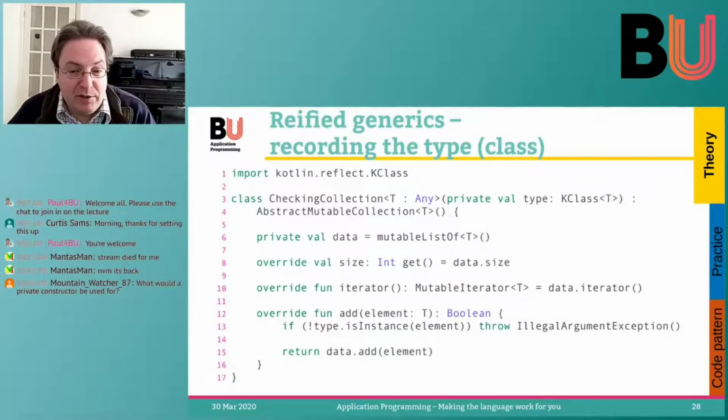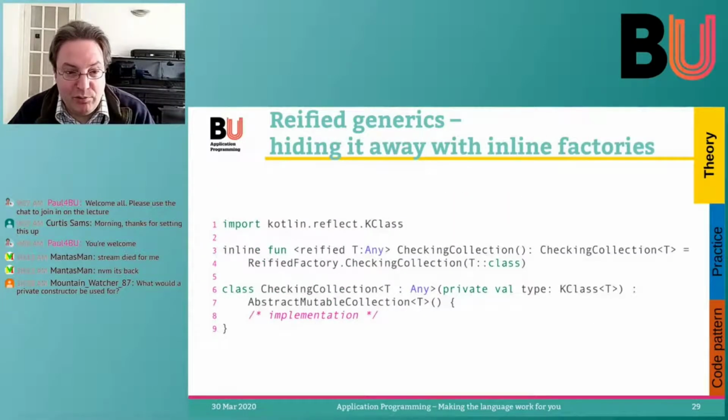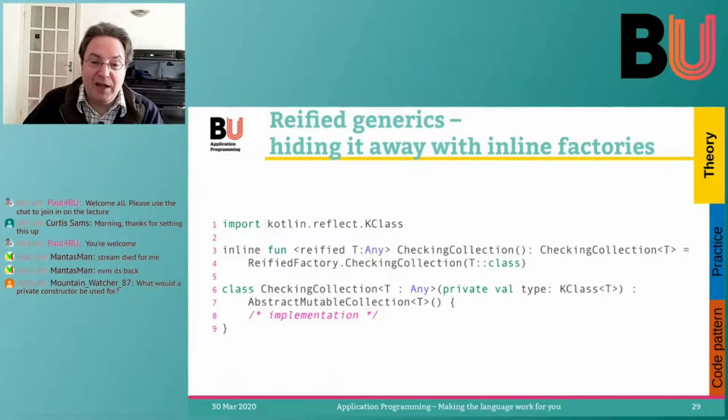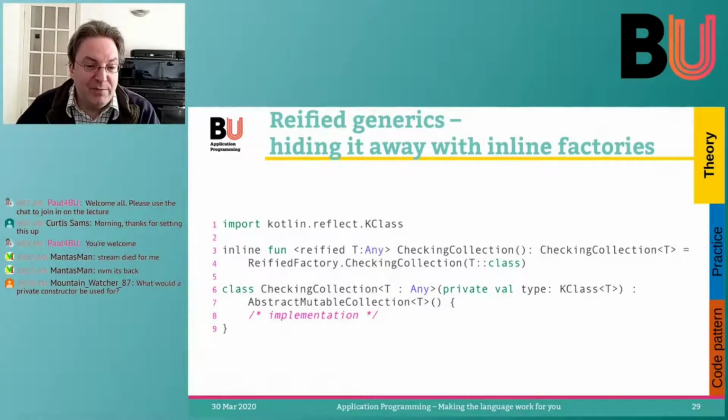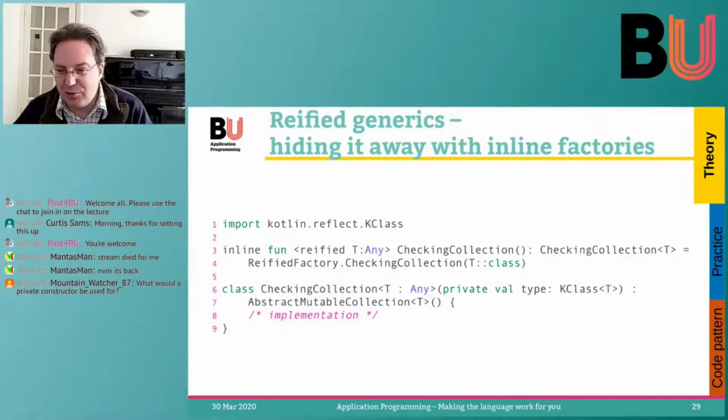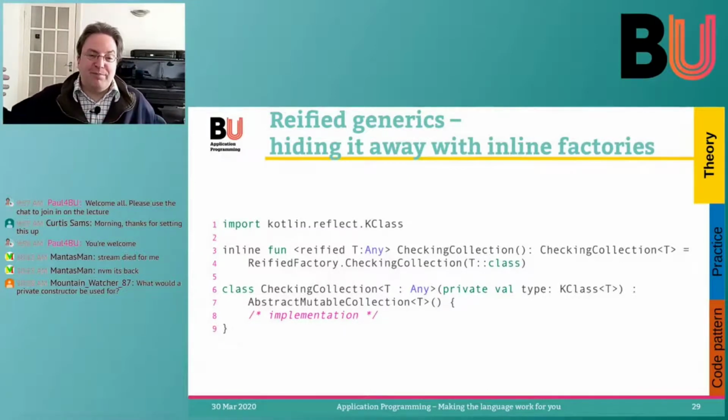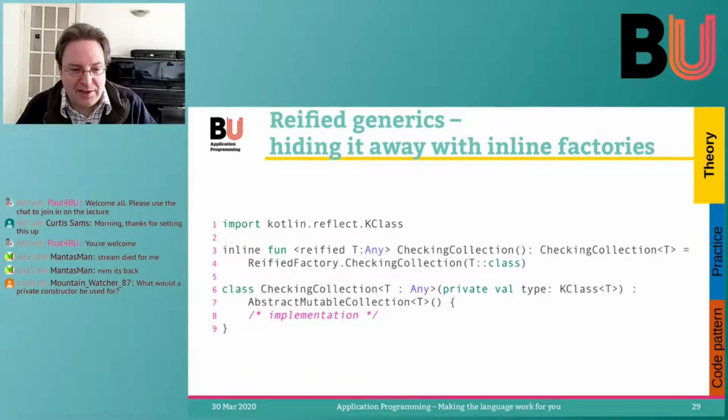So that is how we do that, and this is then how you would actually hide it away with an inline factory. So we just have a checking collection T that takes a reified generic parameter. It has to be inheriting any, because the type of class T does not allow you to have nullable types. It also does not allow you to have primitive types.